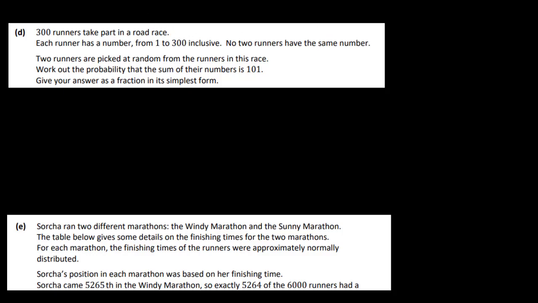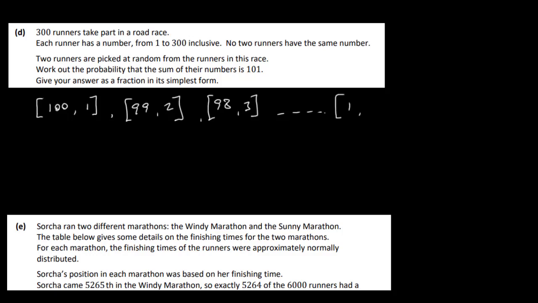For 2 runners to be picked at random and for their numbers to add up to 101, you've got to look at all the different possibilities. So let's say the first runner is picked and they have number 100. The other one then must have number 1. The other next possibility would be 99, 2. Next one would be 98, 3, and so on, all the way up to 100. Okay, so these are all the different possibilities where the 2 numbers add up to 101.